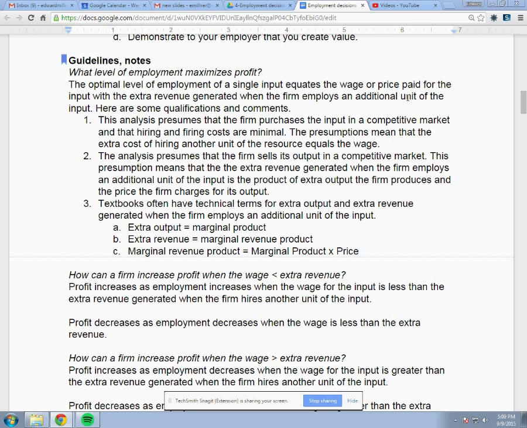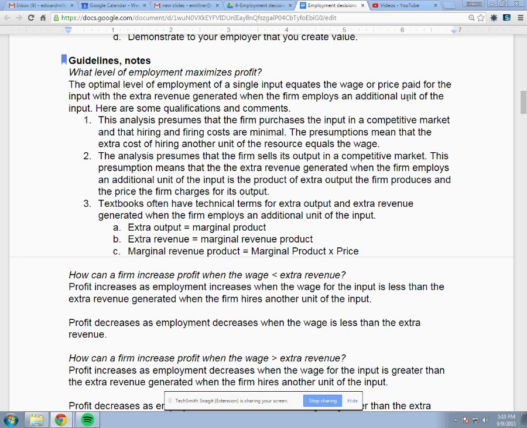First, the analysis presumes that the firm purchases the input in a competitive market and that hiring and firing costs are minimal. Purchasing the input in a competitive market means that the wage paid for the input does not change as the firm employs more or less of the input. The presumptions together mean that the extra cost of hiring another unit of the resource equals the wage paid.